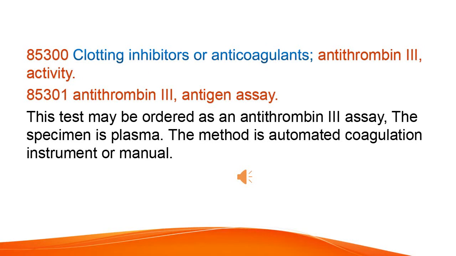Clotting inhibitors or anticoagulants, antithrombin 3, activity. Antithrombin 3, antigen assay. This test may be ordered as an antithrombin 3 assay. The specimen is plasma. The method is automated coagulation instrument or manual.